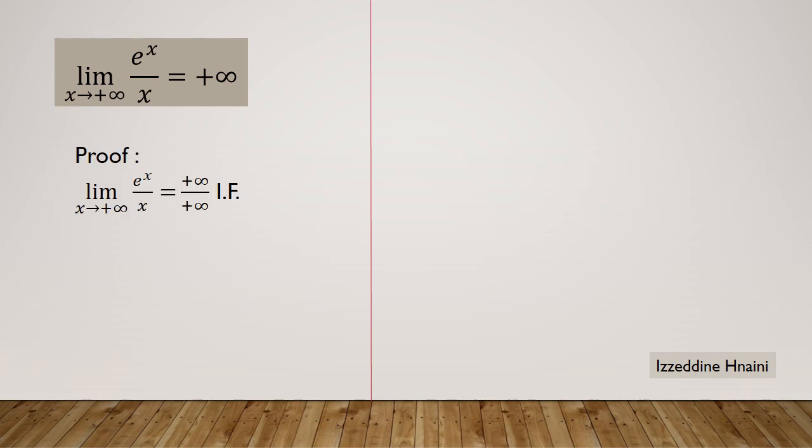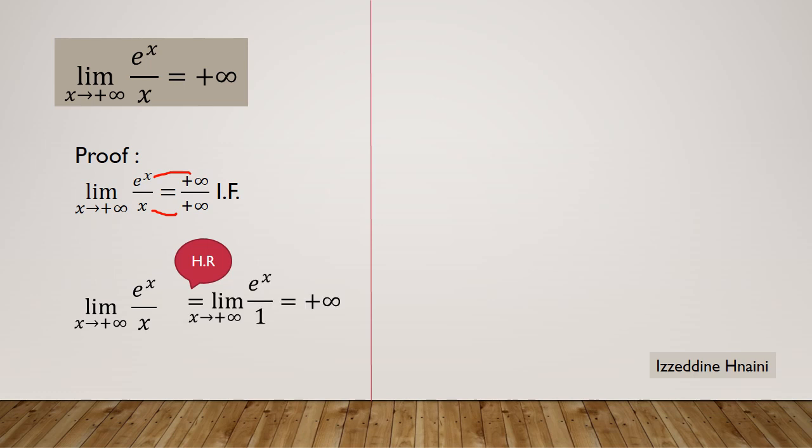Proof. The limit as x tends to plus infinity of e^x over x equals plus infinity over plus infinity, because the limit of e^x at plus infinity is plus infinity, which is an indeterminate form. Here we can apply L'Hopital's rule. The derivative of e^x is e^x, and the derivative of x equals 1. So we get limit as x tends to plus infinity of e^x over 1, which is plus infinity.